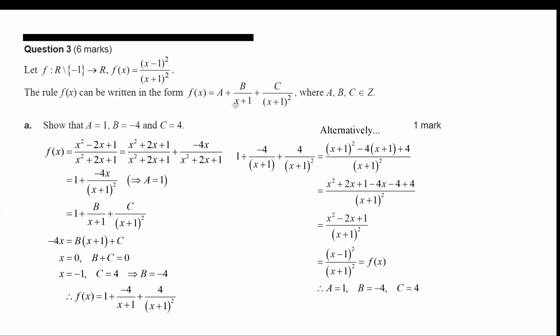Alternatively, if you had no clue what's going on here, you may want to say, let's assume a equals 1, b equals minus 4, and c equals 4. Well, this is sort of a verification process rather than showing back to front. But it works because when you sub them in and combine them correctly, you'll be able to get x minus 1 squared divided by x plus 1 squared, which is equal to f of x. That confirms a, b, c are the 3 values given to you.